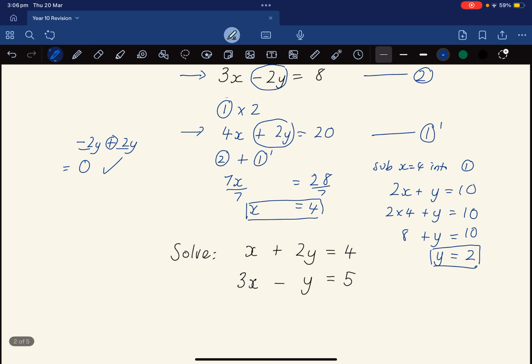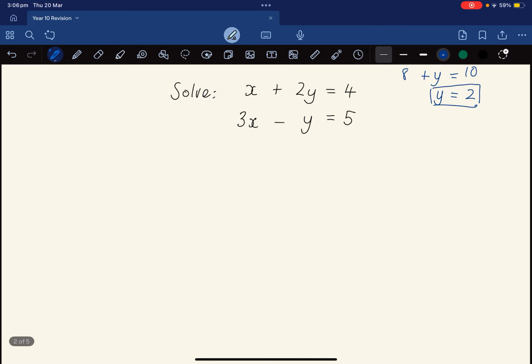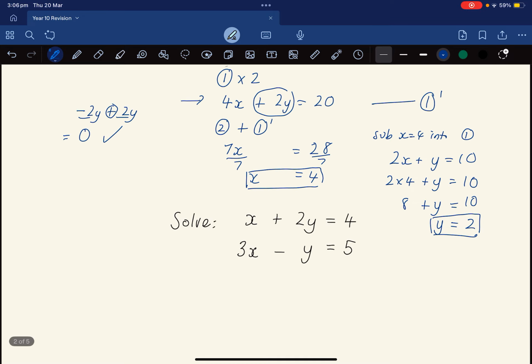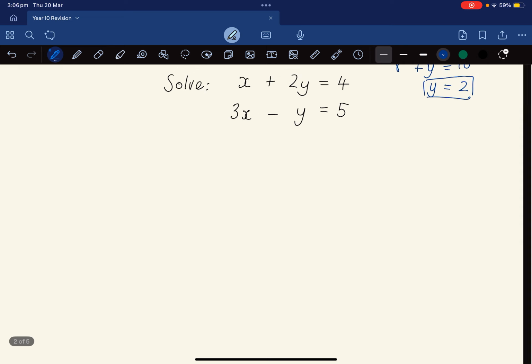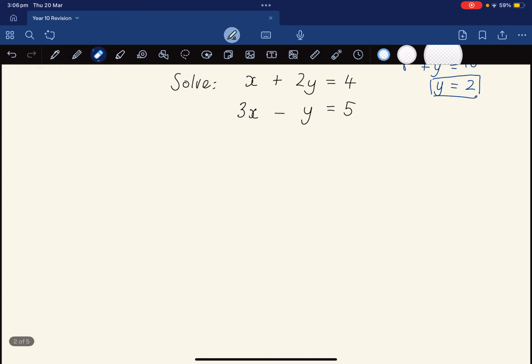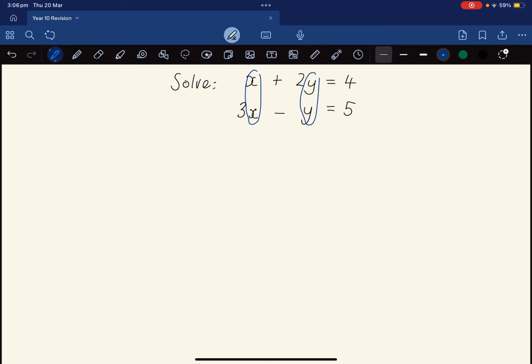Now let's try the same process on the next question, all right? I'll just rub that out. So we know that we are using the elimination method because our variables line up nicely. So there's no point in using the substitution method. Okay, then let's number our equations. Then we have to decide what variable we want to eliminate.